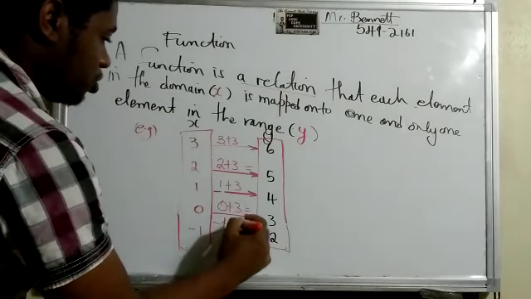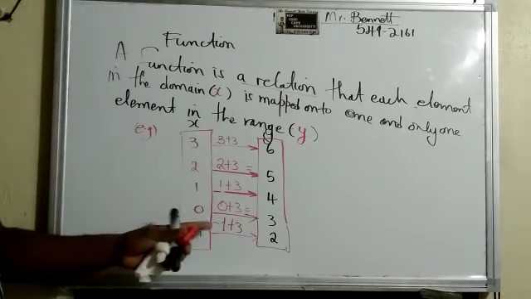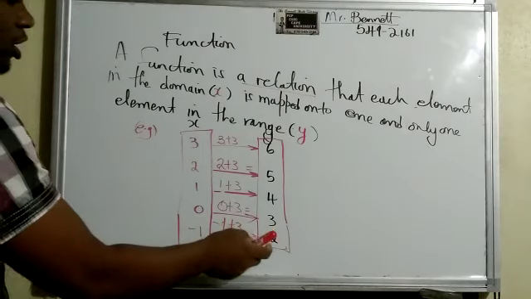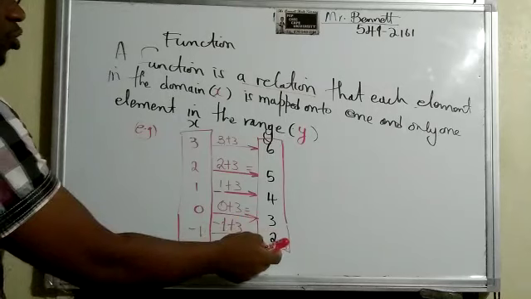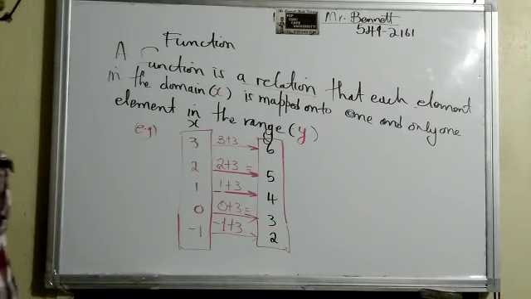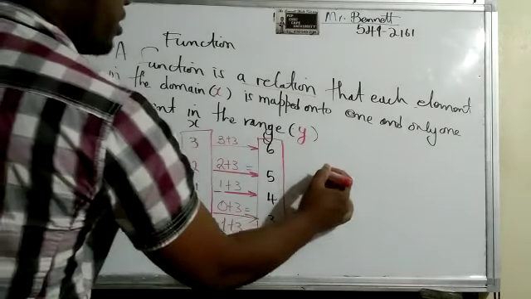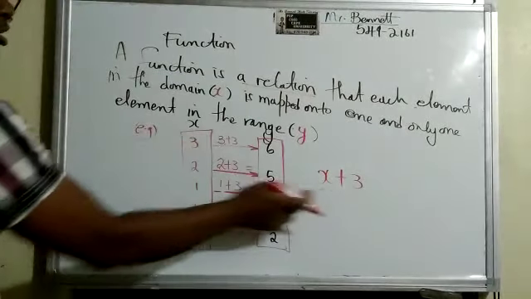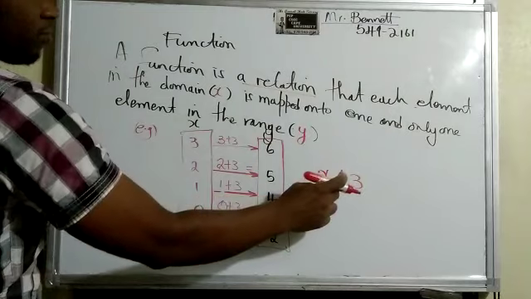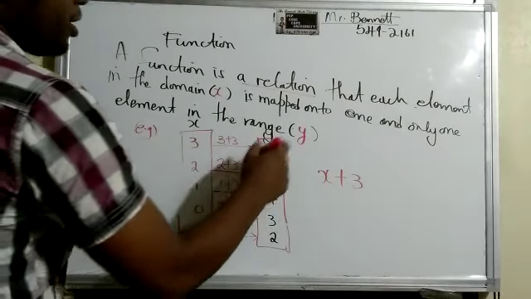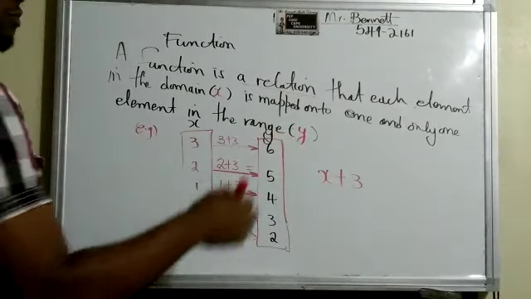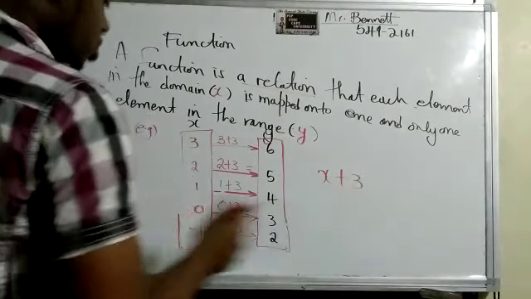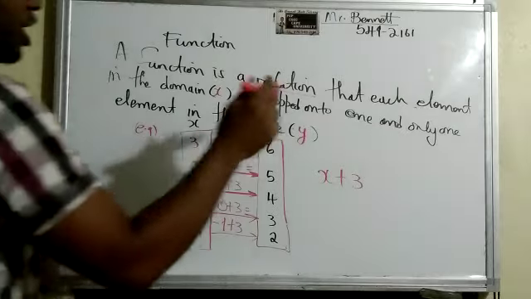Negative 1 plus 3. Because this is a negative and this is a positive, we subtract and keep the sign of the bigger one. So the difference is 2. So we can say this function is defined as x plus 3. Because remember, x is given in the domain, and we normally have to calculate the range. For this particular one, the equation is x plus 3. So whatever x is, we add 3.